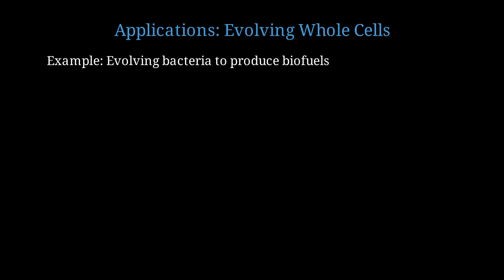Droplet-based evolution isn't just for enzymes. We can evolve entire cells for desired functions. For example, we can evolve bacteria to produce biofuels more efficiently. Each droplet becomes a tiny fermentation vessel. We sort based on fluorescence from a sensor that detects the desired product.